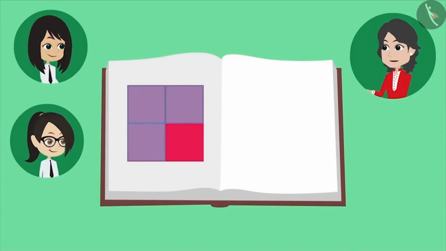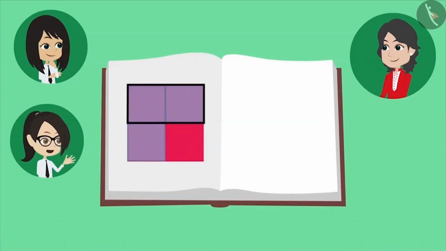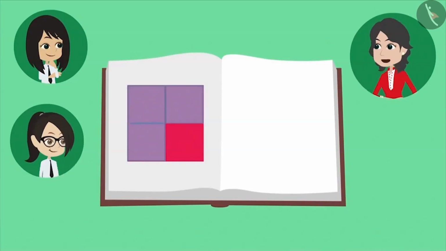You can certainly find out by looking, but in mathematics, there is a better way to find it. That I don't know, ma'am. No problem. I will tell you. Tell me, how many pieces are placed in the top row? 2 pieces, madam. Now, Neha, you tell me how many pieces are placed in the side row?